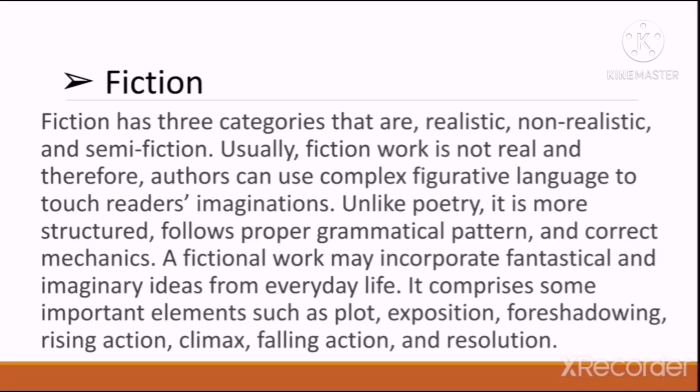It comprises some important elements such as plot, exposition, foreshadowing, rising action, climax, falling action, and resolution.